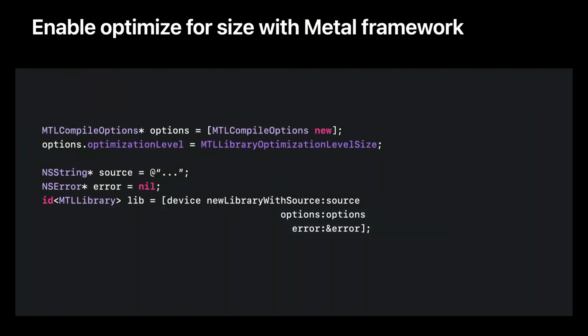Finally, when compiling Metal source at app runtime with a Metal Framework API such as new library with source, specify Optimize for Size in a Metal compile options object using property optimization level. The optimization level may be default or size. I hope your project will benefit from this new optimization mode in the Metal compiler.